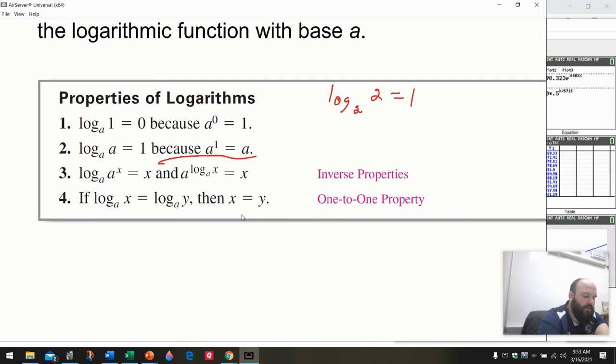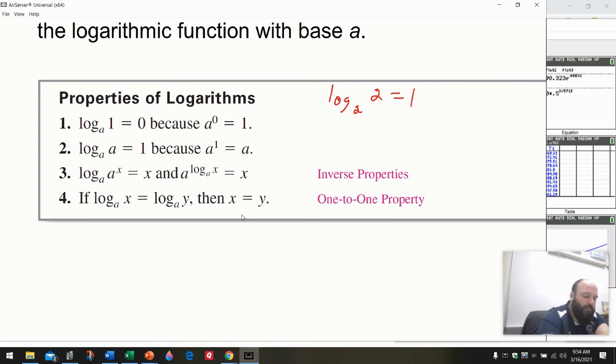That's what they're showing you right there. Now, the next one we're going to take a look at is what happens when you have a log where the base of the log matches the base of an exponent. And this is a very useful rule. What it says is if you have log base a of a to the x, that will equal just x.